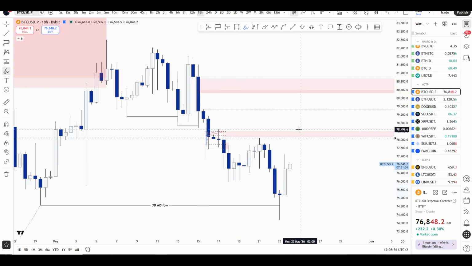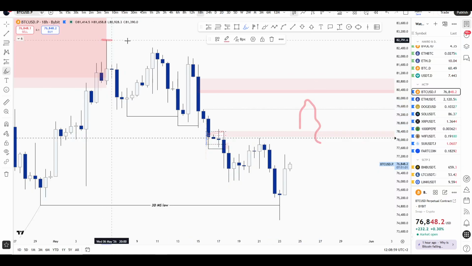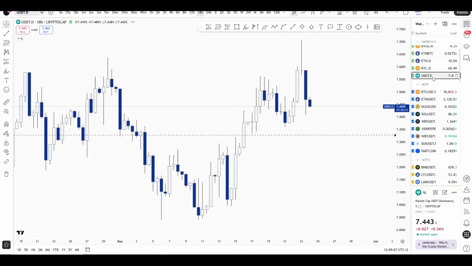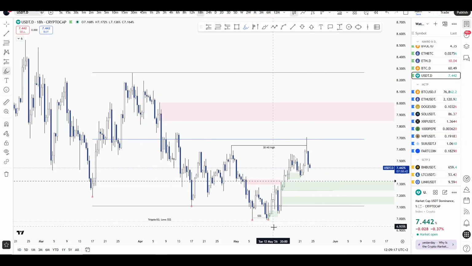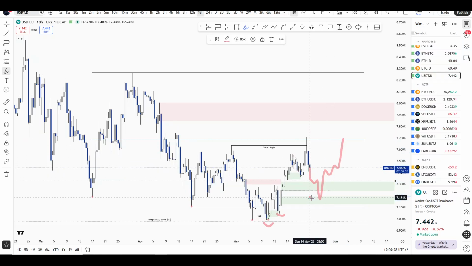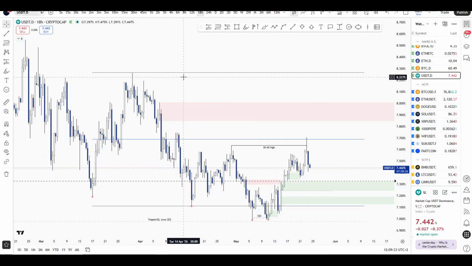But the problem here is if we only go till here, we have 1, 2, 3, 4 major highs. And if we compare it with USDT dominance, this would mean that we go down here and then continue the push up. This is actually valid because in Wyckoff terms, we have our model 1, our test, and this is an LPS, and this could be another LPS for the continuation. So this would be a higher time frame 4th tap.